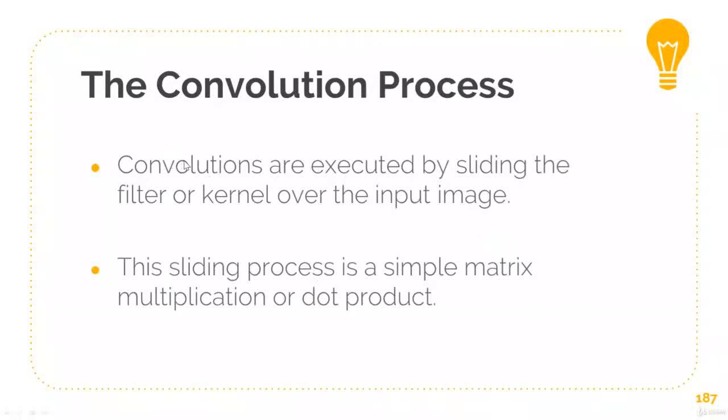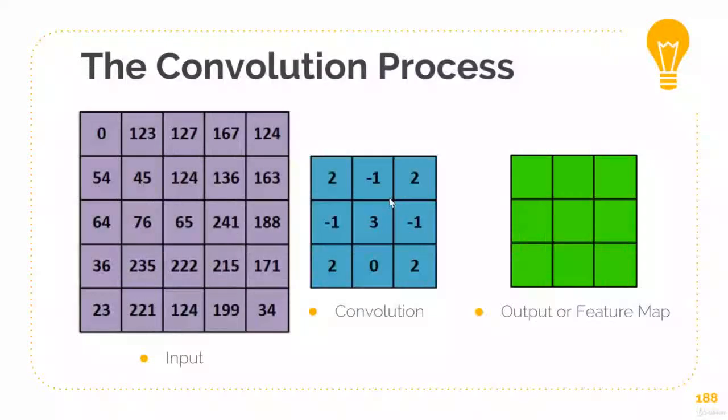So the convolutional process is basically executed by sliding the filter, that's a filter or kernel function, over the input image. And this sliding process is basically a simple matrix multiplication, or dot product, to produce a third function. So how is it done? Imagine this is an input image. This is 2D, it's not 3D in reality, but this is for explanation purposes. And this is our convolution filter here, just some values in a smaller matrix. And this is our output feature map.